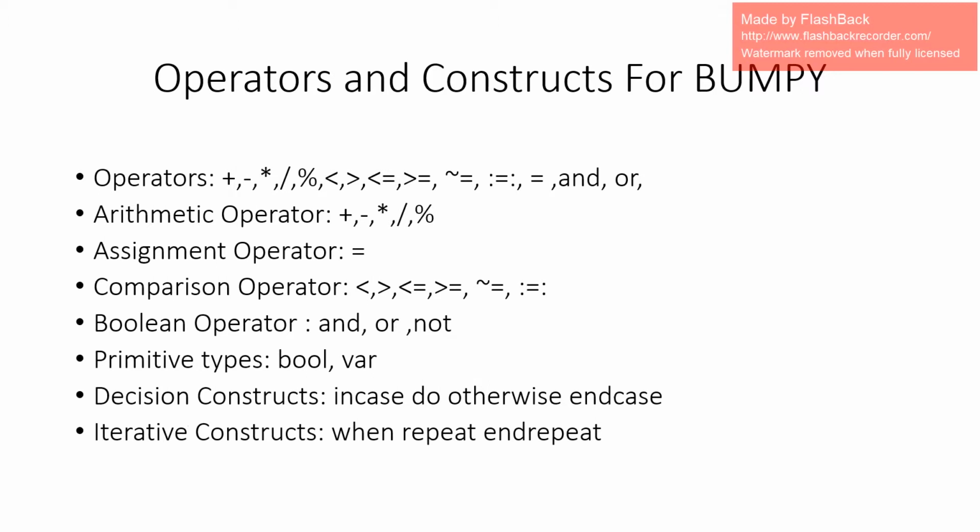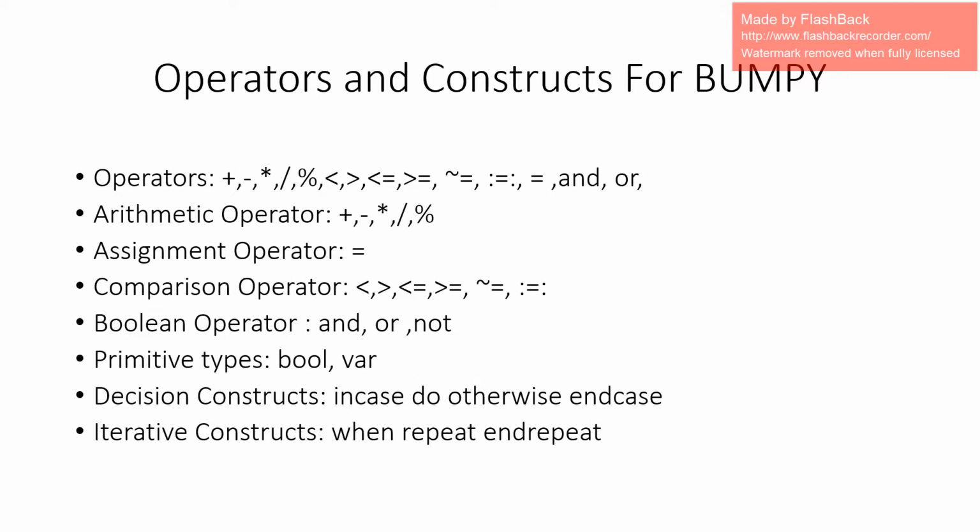Operators and constructs in Bumpy. We are providing basic arithmetic operators such as addition, subtraction, multiplication, division, and mod, assignment operator, comparison operators: greater than, less than, greater than equal to, less than equal to, not equal to, and equal to. For equal to, we are using colon, equal, colon, a self-defined notation, and for not equal to, we are using tilde, equal to sign. Boolean operators: and, or, not.